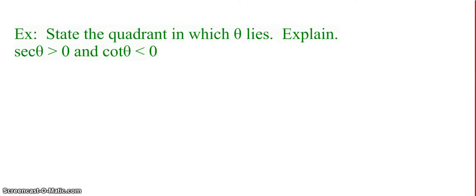Alright, one more. So here our answer is just a quadrant. So I want you to think about this. State the quadrant in which theta lies if the secant of theta is greater than 0 and the cotangent of theta is less than 0. So I want you to actually try this. Think about where or what makes the secant of theta greater than 0, and also what does it mean to be greater than 0? That's another way to say that. And where or what makes the cotangent less than 0. Pause the video, try to think about that. Unpause when you're ready to check.